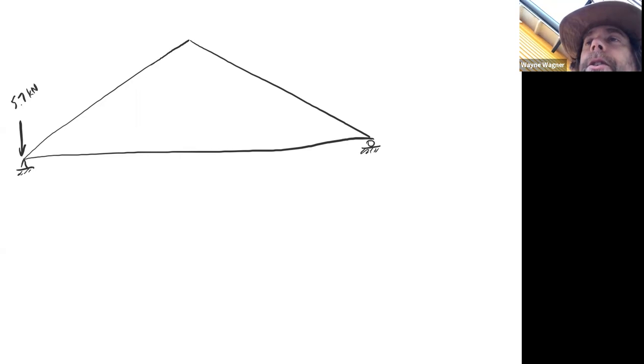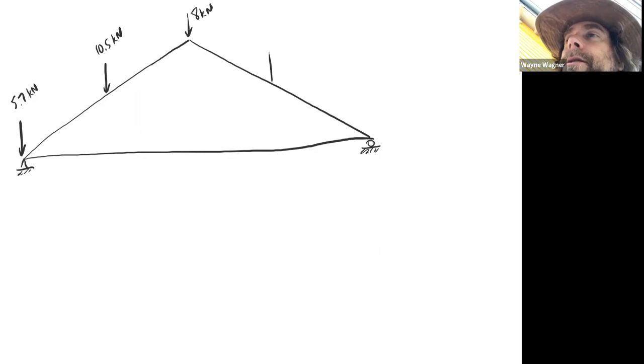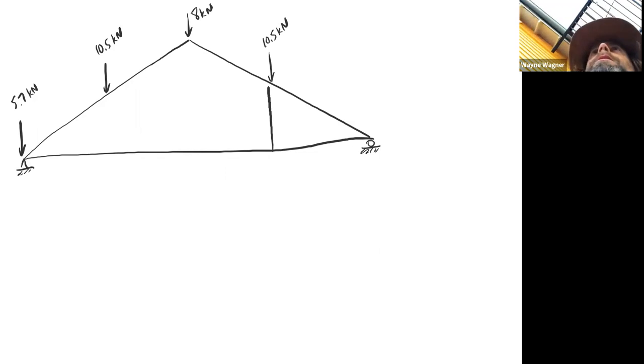Okay, and hopefully you guys realize at this point that the reason they give you the rollers is because the rollers help you to solve the external forces on the structure. So this is P, and on my screen, this is 8 kilonewtons. And then there's a 10.5 right here. There's a 10.5 right here.